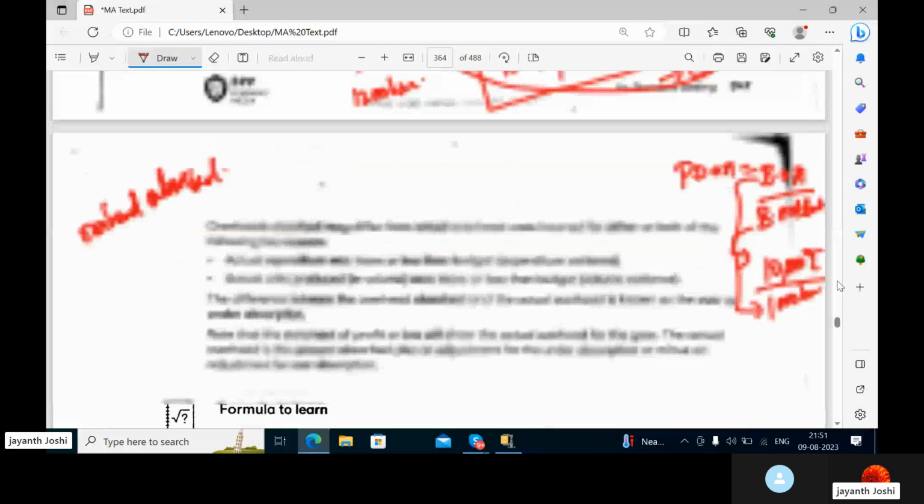I was discussing over absorption and under absorption, correct?